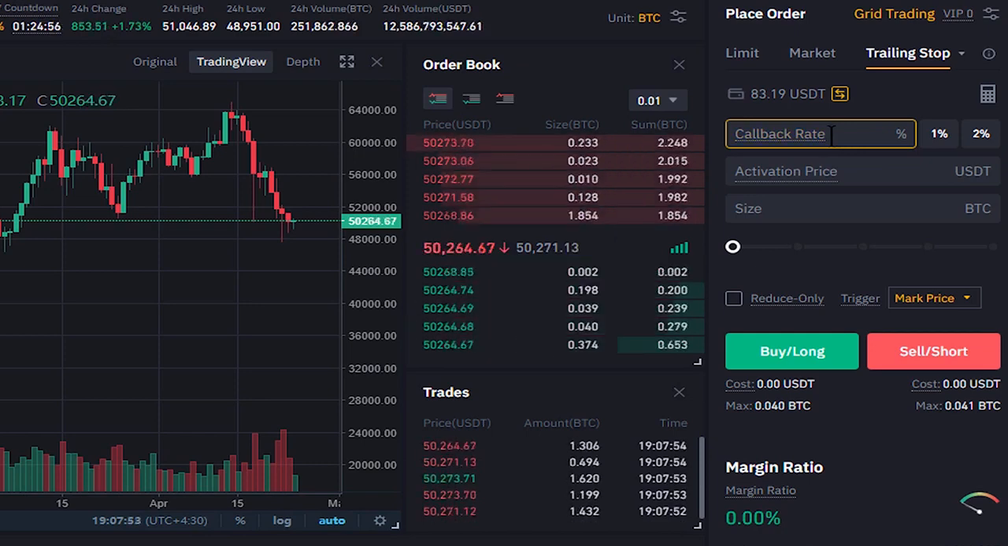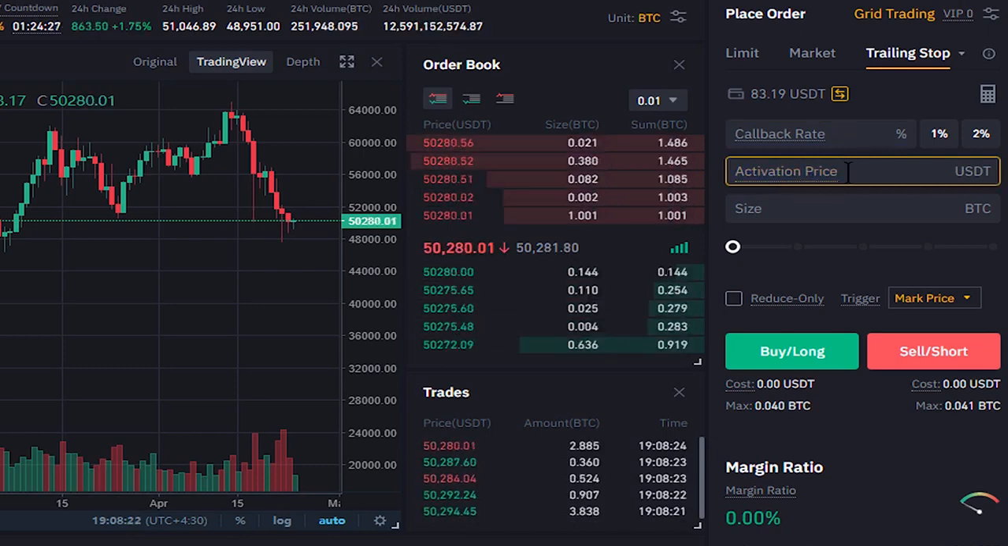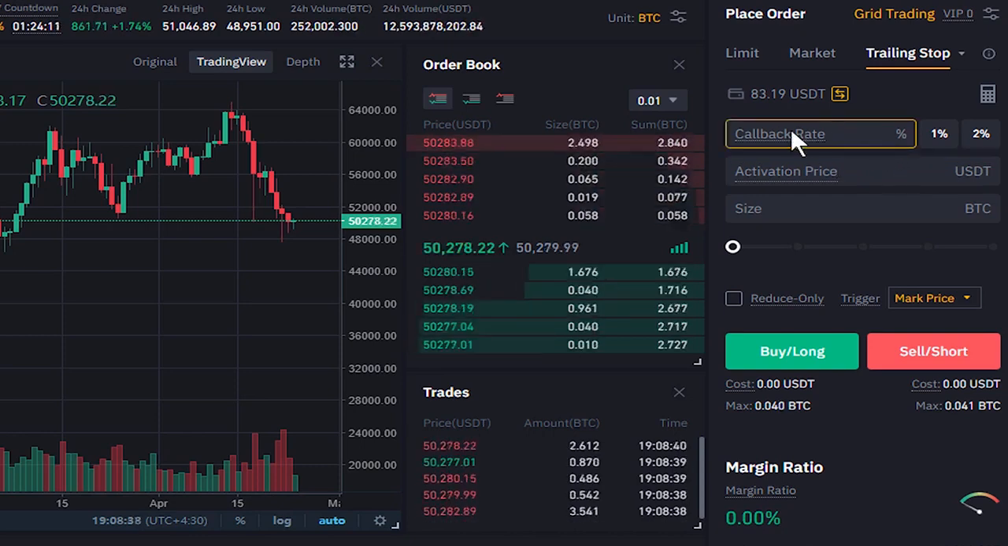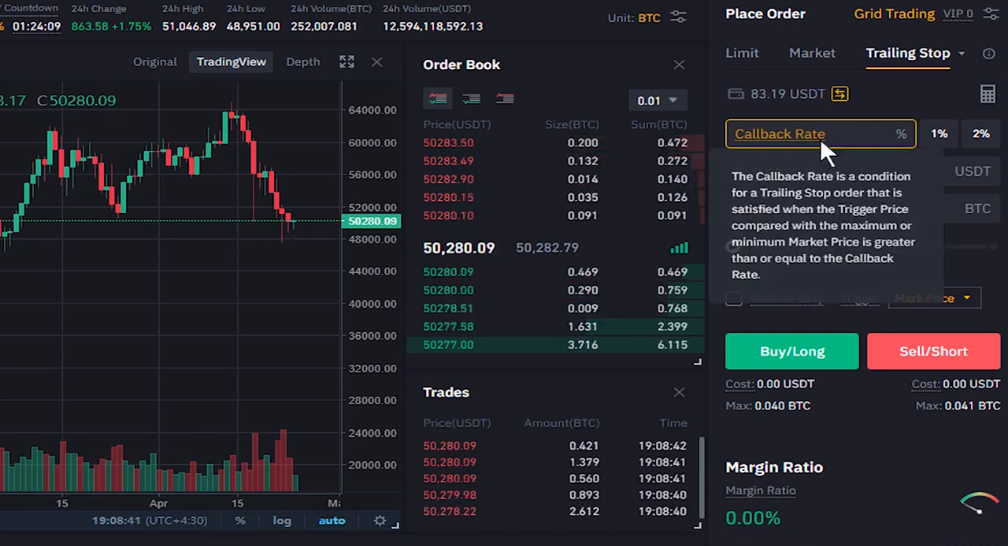It's set based on percentage and it's also called trail percentage. So based on the percentage you enter here, you actually specify the distance that your stop loss is going to move with lag behind the price. And here you set the activation price, which actually triggers the trailing stop. So when the price reaches the activation price, a trailing stop lower or higher than the activation price becomes active with a distance that equals the percentage that you enter here for the callback rate.